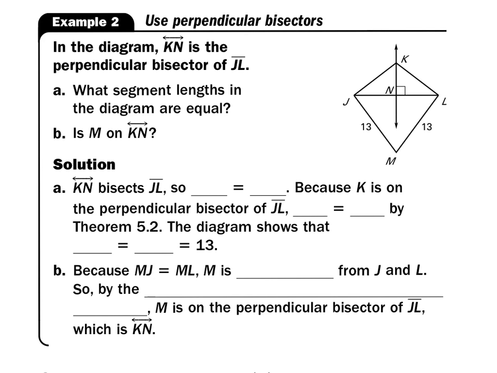Second example, in this diagram, KN is the perpendicular bisector of JL. So JL right here. A, what segment lengths in the diagram are equal? And B, is M on KN?